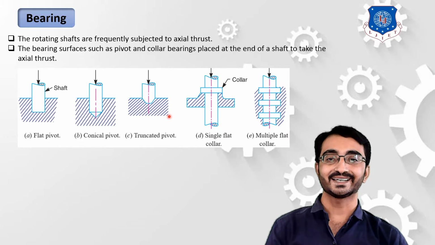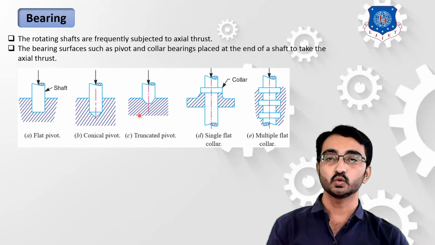Now the second type, that is collar bearings. If you are providing a collar over the surface of your shaft, then it is termed a collar bearing. Over here the shaft runs throughout and you are providing one collar intermediately which supports this axial thrust. These types of bearings are known as collar bearings. The first diagram is a single flat collar, because it contains only one collar. If we are using more than one collar, then we term it as a multiple flat collar bearing.